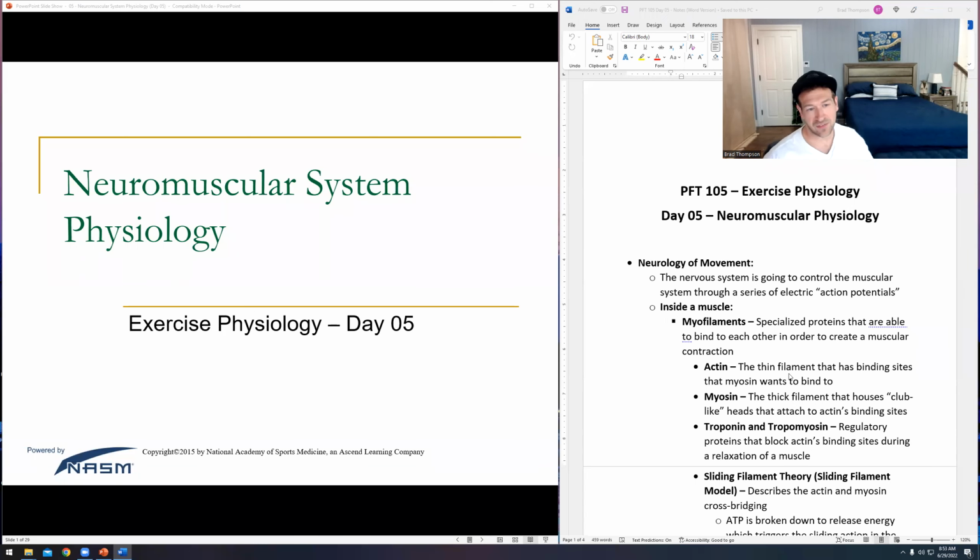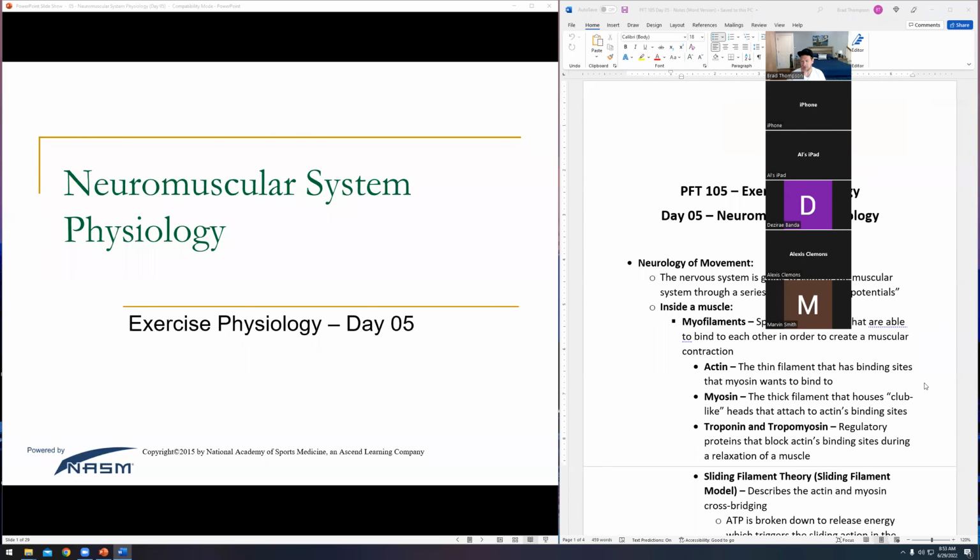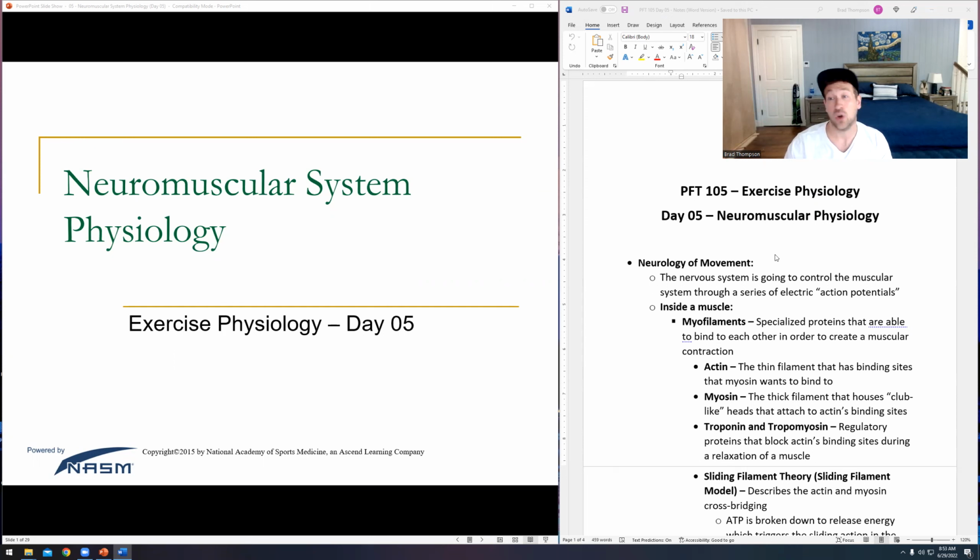Looking at day 5 here, we've got our neuromuscular system. So we are going to see, look at this, we got a huge class today. This is great. We're going to see how our nervous system is interacting with our muscular system, right? We want both these systems to come together, right? They're totally separate from one another. They are not anatomically similar in any way, but they do work very intimately together, and that's what we want to have a pretty good understanding of.